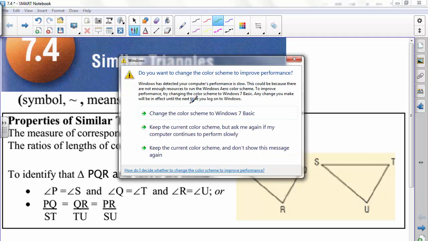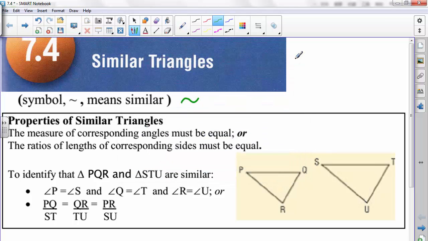In 7.3, we also learned two properties of similar polygons. In two similar polygons, the measure of corresponding angles must be equal, or the ratios of lengths of corresponding sides must be equal as well. So for two similar triangles, they have exactly the same properties. The measure of corresponding angles must be equal, or the ratios of lengths of corresponding sides must be equal.